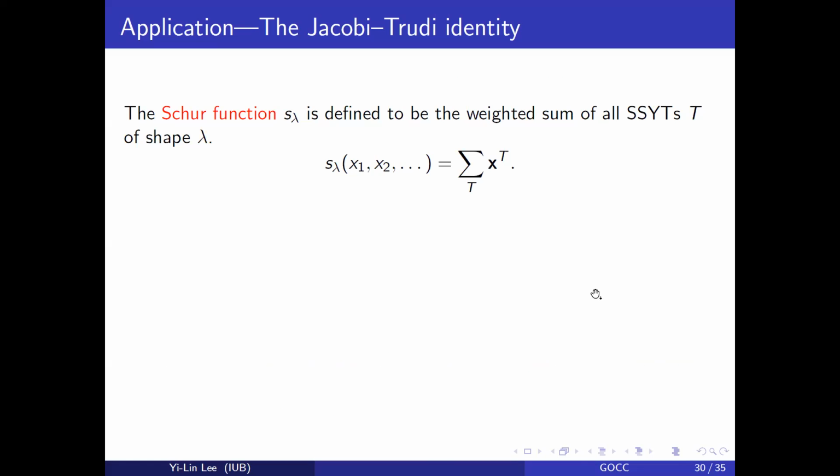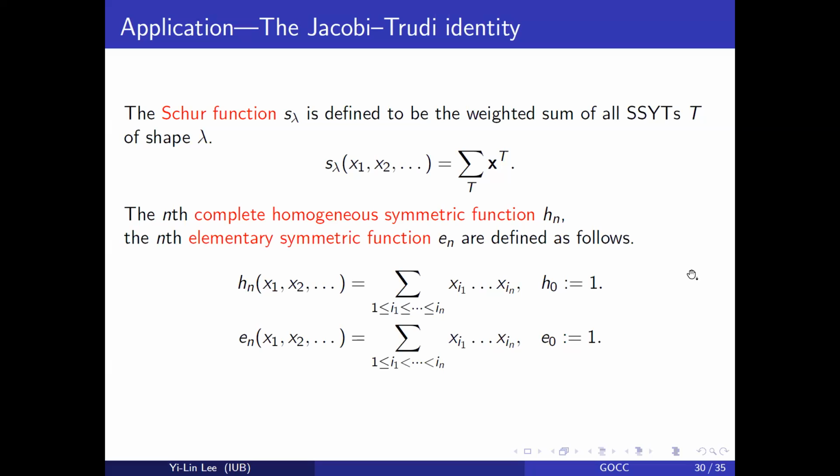Okay, and now finally, we have the definition of Schur functions. There are many ways to define it, but one way we can write it down is given by the weighted sum of all semi-standard Young tableaux of shape lambda. Okay, and then there's two more. The complete homogeneous symmetric functions and elementary symmetric functions are defined like this. It's a sum of monomials, but for the complete homogeneous symmetric functions, we allow repeated indices of x. And for the elementary symmetric functions, those indices must be distinct.